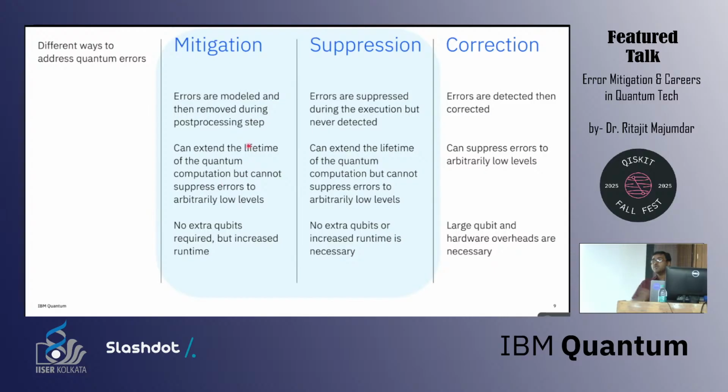But what can we do today? This is the question: what can we do today? And today what we can do is mitigation and suppression. It is not very important to differentiate between mitigation and suppression. It's a term that we use, but roughly speaking, in suppression the errors are suppressed during the execution without even detecting them.